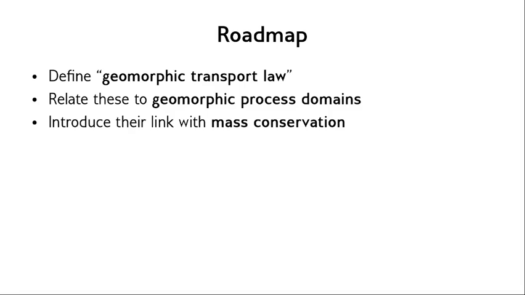And that's actually kind of obvious, right? Because a glacier might have different rules associated with how it behaves compared to a hill slope or a sand dune. And then I'm going to introduce their link with mass conservation because this is actually the key as we go into the future for describing how landscapes evolve and change over time.